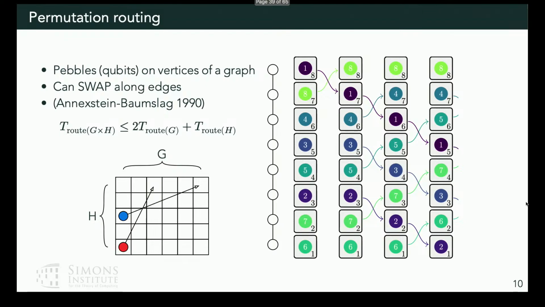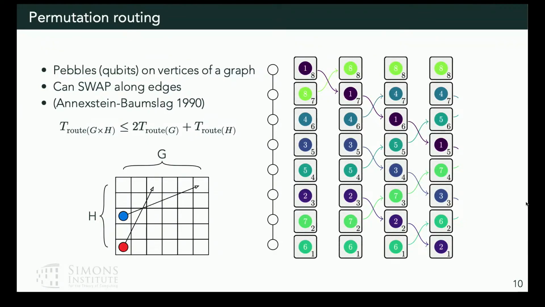So for example here, if I have 2 qubits, this blue qubit that needs to go up here, and this red qubit that needs to go over here, the naive strategy would be to say, oh, let me just route them to the necessary row that they need to go to, and then the necessary column. But this is problematic because both of these qubits need to go to the same row. And so what the Annexstein-Baumslag algorithm does is it takes an extra step in G to avoid this issue.